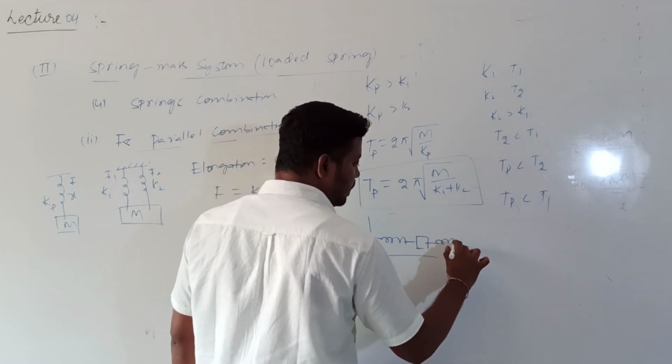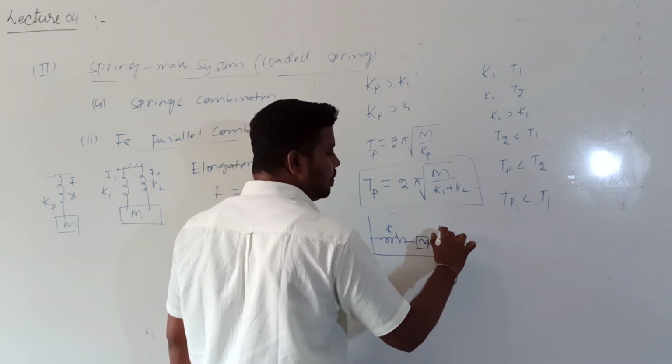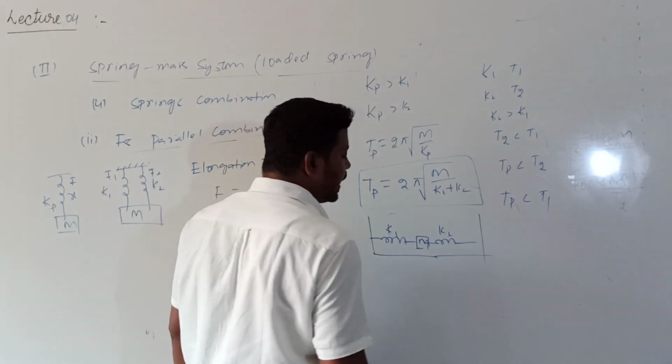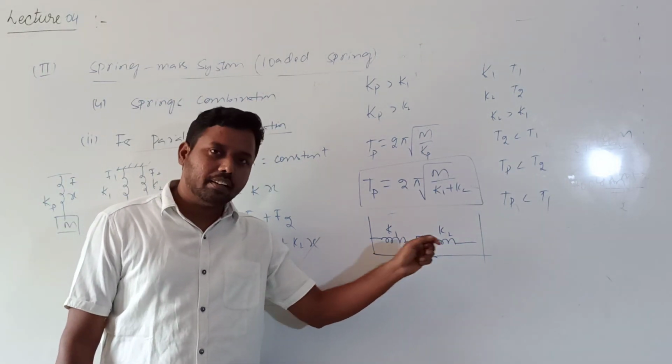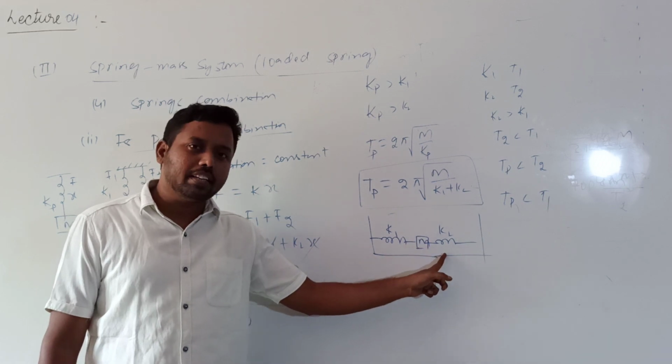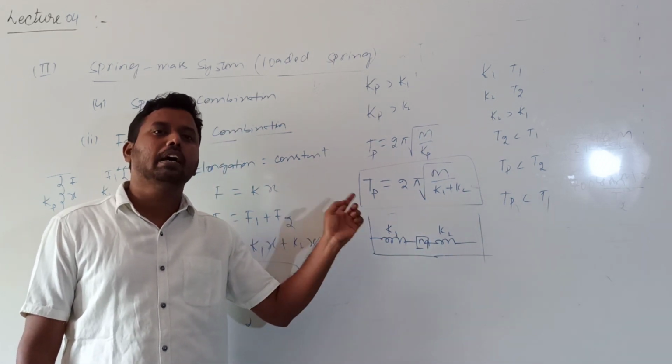One block is there. This block has mass M, this spring has spring constant K1 and this spring has spring constant K2. Now what I did is, I pulled this bob to one side. When I pulled the bob to one side, what happened? One spring will be elongated, the other spring will be compressed.